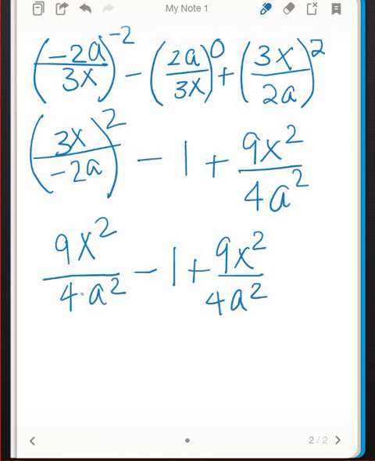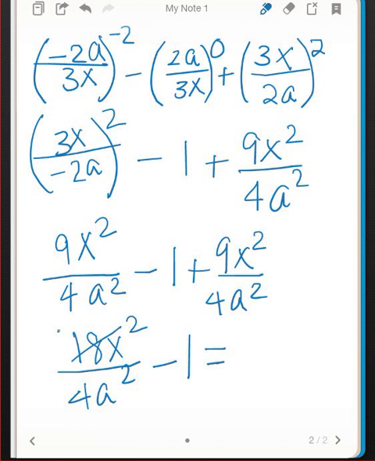So for the two fractions, the first term and the third term, since they have a common denominator, we can go ahead and add. So that's 4a squared, that's the denominator. 9x squared plus another 9x squared is a total of 18x squared minus 1. And we can reduce the 18 and the 4. 2 goes into both of them, so this is 9, and that's 2. So we have 9x squared over 2a squared minus 1, and that's the answer.